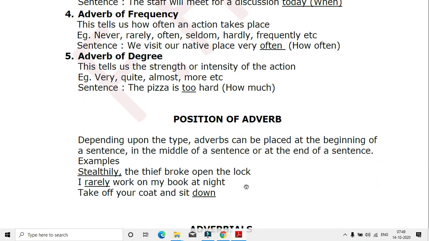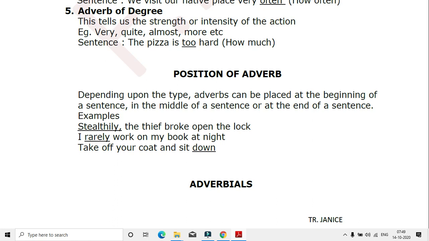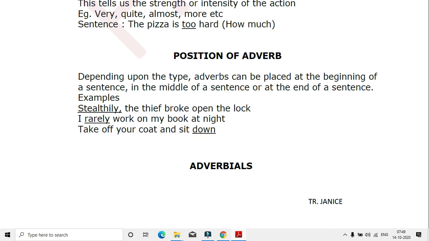Okay, let's go to the next. Position of adverbs. Now where are adverbs generally positioned? Depending upon the type, adverbs can be placed at the beginning of a sentence, in the middle of a sentence, or at the end of a sentence. So it can be anywhere in a sentence. So you should be aware of that.